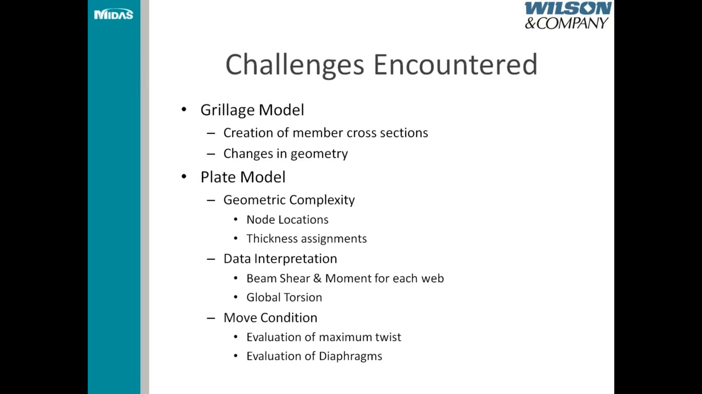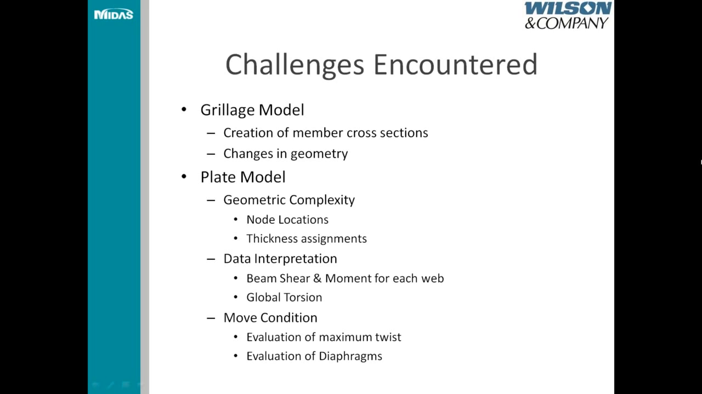So, some of the challenges encountered. The grillage model wasn't too bad. The main hang-up was the creation of member cross-sections and changes in geometry, so those kind of go together. In terms of the plate model, there's obviously the geometric complexity, so that involves some time getting the node locations and assigning the thicknesses appropriately.